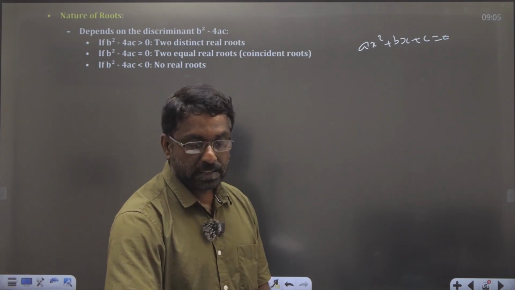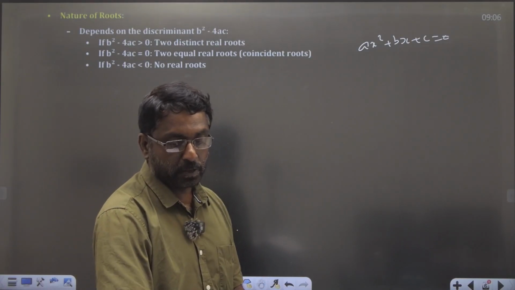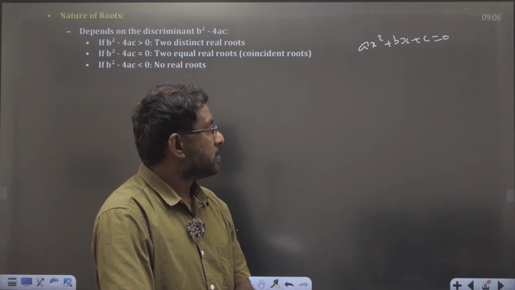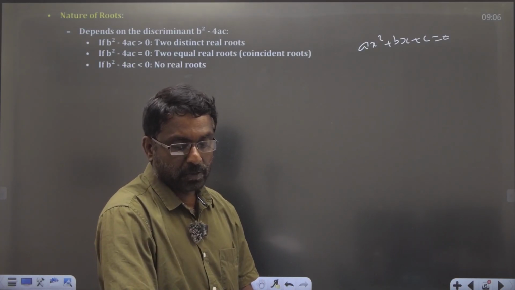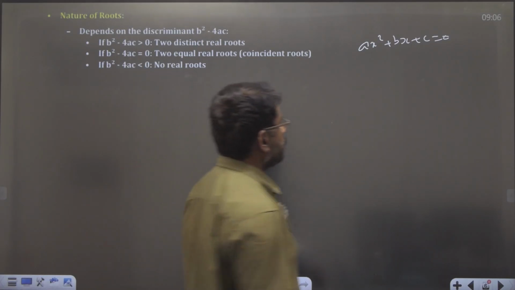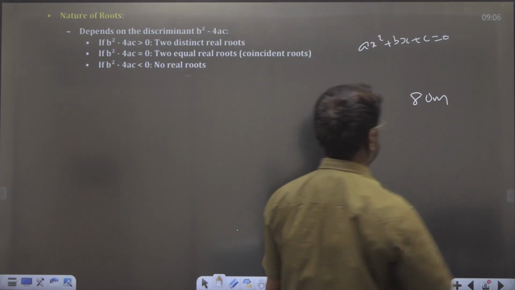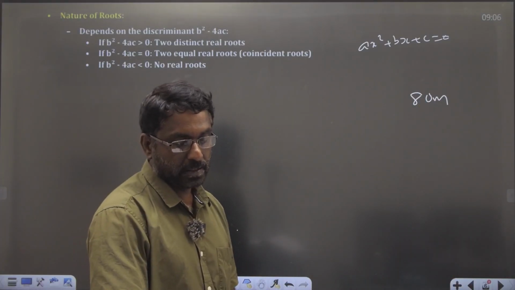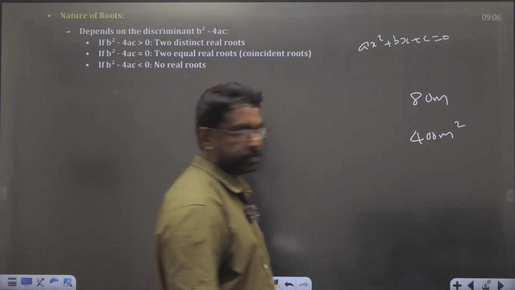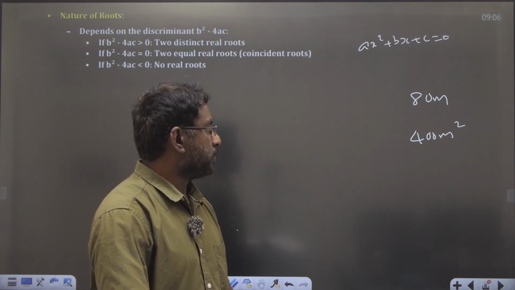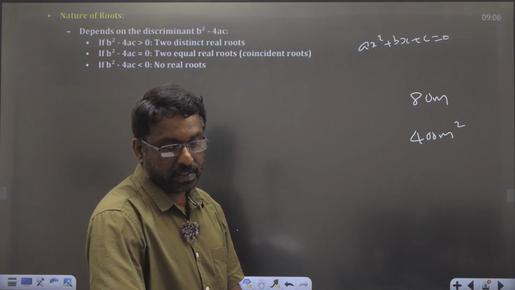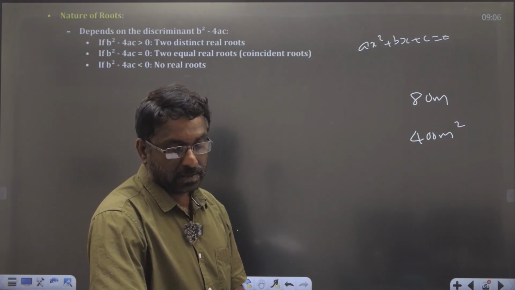Next question. Is it possible to design a rectangular park of perimeter 80 meter and area 400 meter square? If so, find its length and breadth.